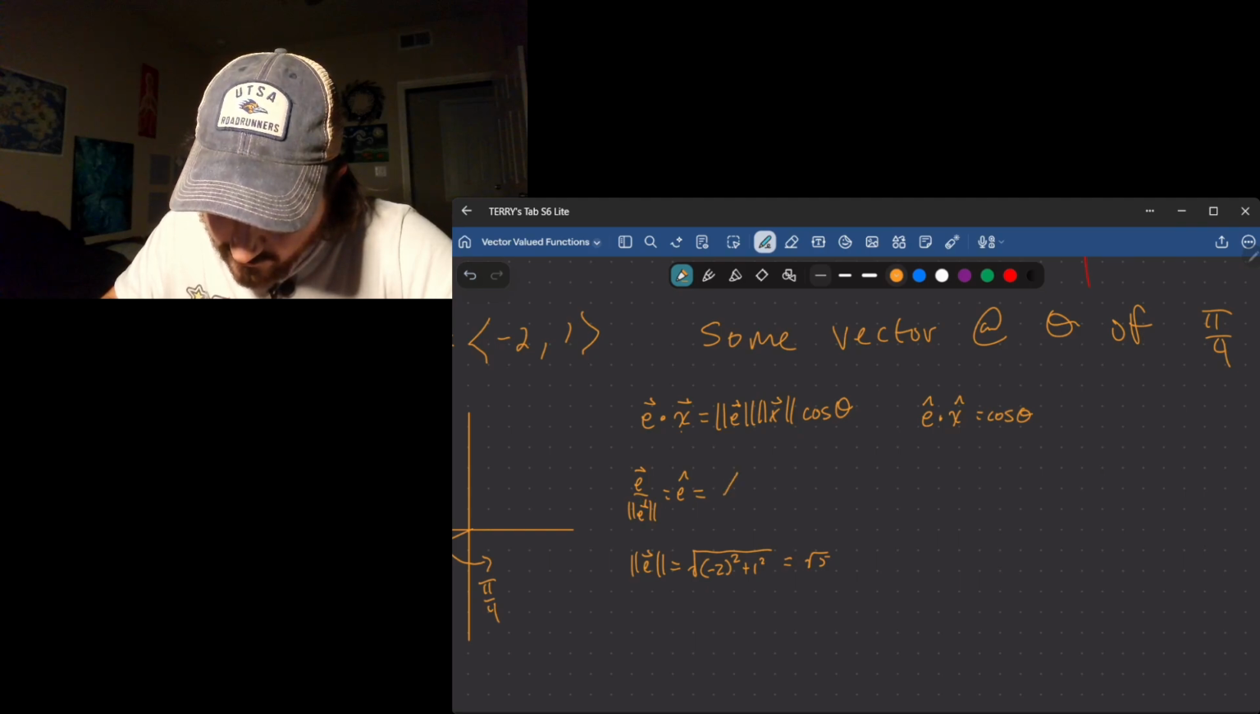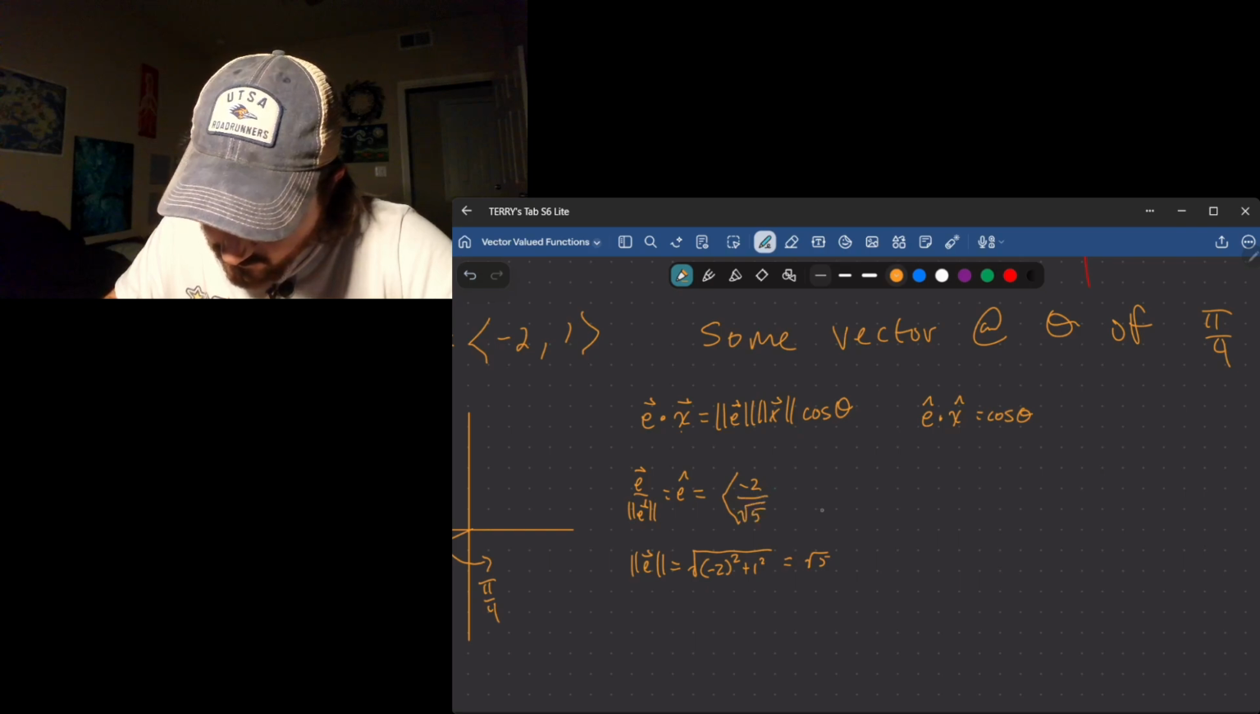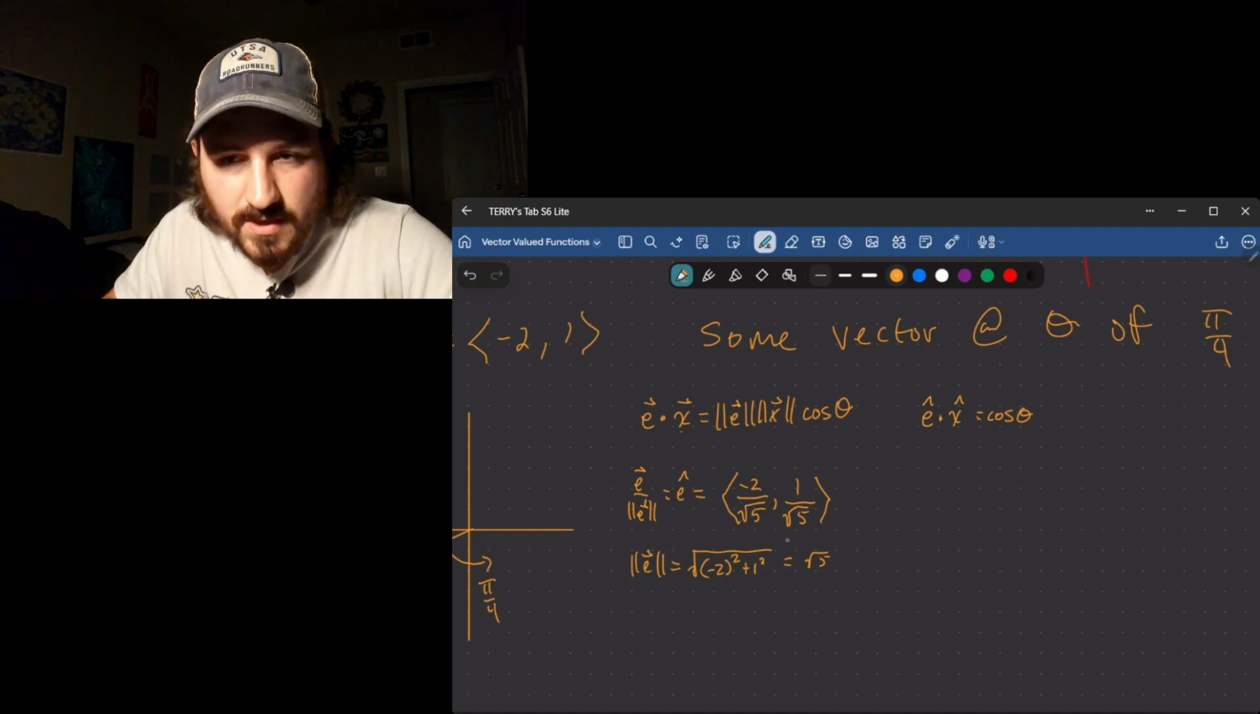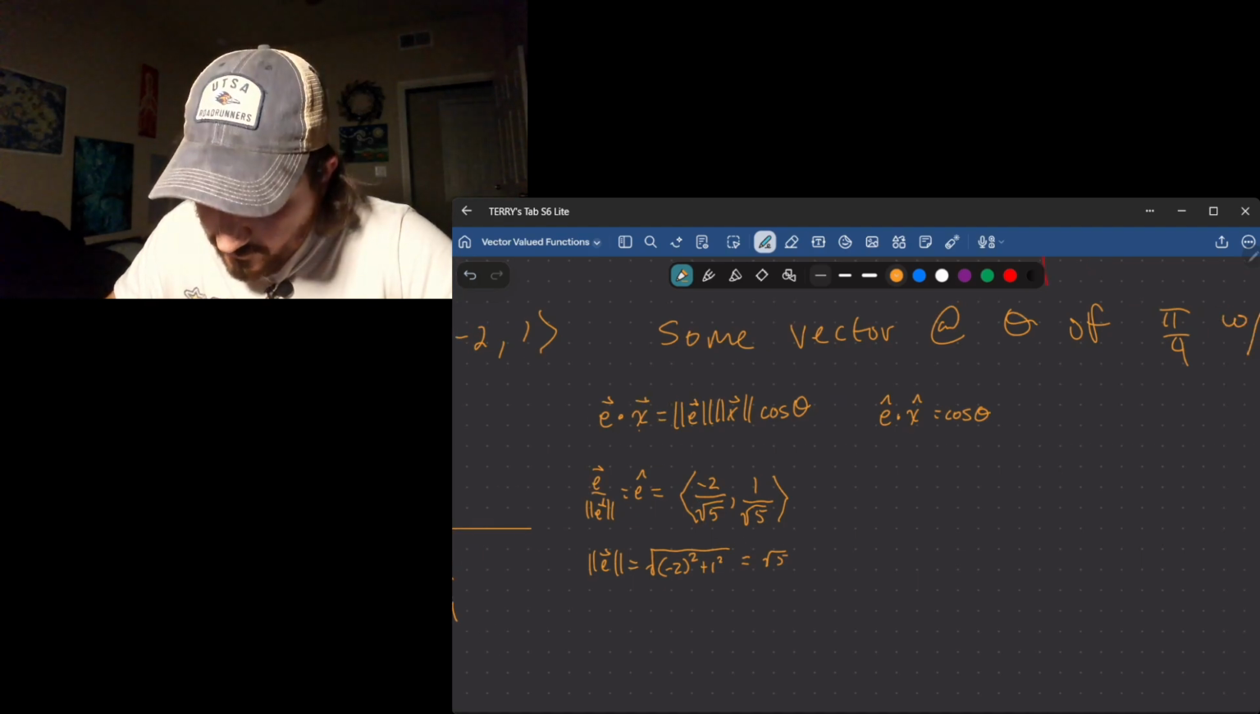So we're going to have -2 divided by √5, and then that's going to be comma 1 over √5. And for right now, let's just leave it in this unnormalized form, okay?